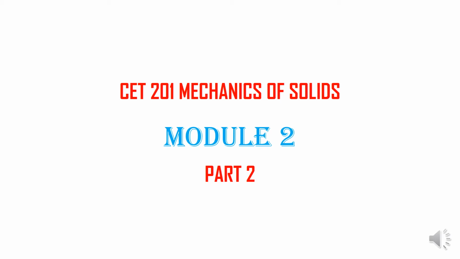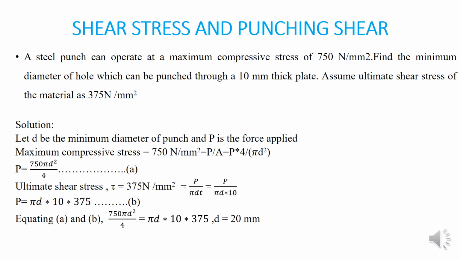Okay, so in this part let's discuss a problem on the topic shear stress and punching shear. A steel punch can operate at a maximum compressive stress of 750 Newton per mm square. Find the minimum diameter of hole which can be punched through a 10 mm thick plate. Assume ultimate shear stress of the material as 375 Newton per mm square.